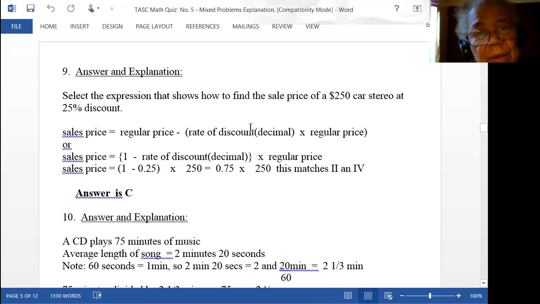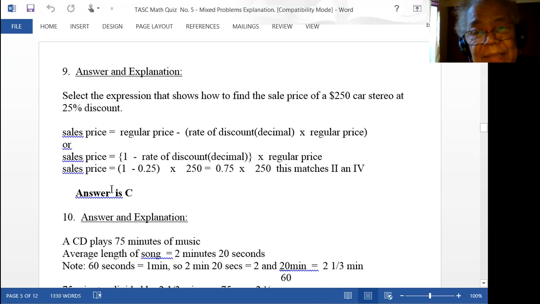Or you could take 100%, which is equal to 1 as a number when you're using decimals, minus the rate of the discount in decimal, times the regular price. So that would be 1 minus 0.25, since that's your discount, multiplied by the regular price of $250. But what is 1 minus 0.25? It is 0.75. So what does this match? It matches Roman numeral 2 and 4. So your answer is C.